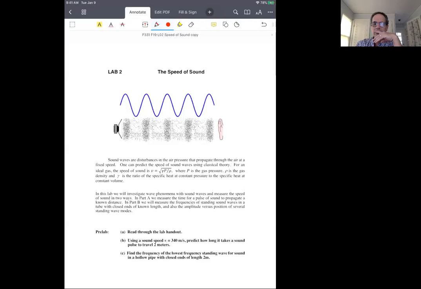Okay, let's look at how the first part of this lab works, the time of flight experiment.